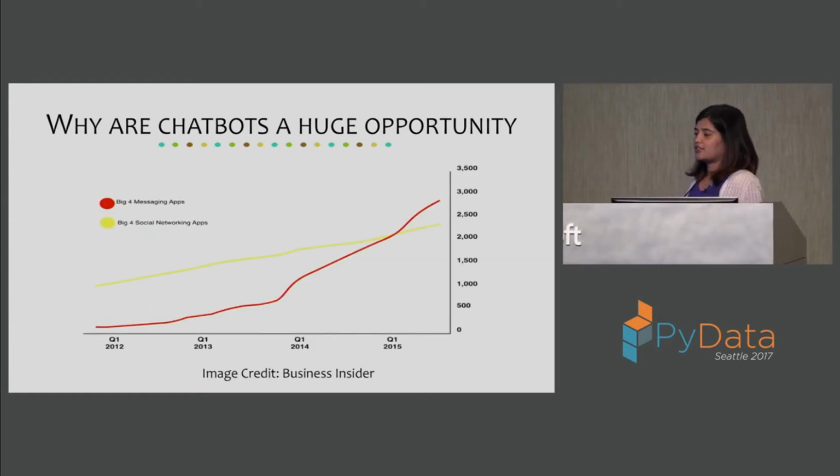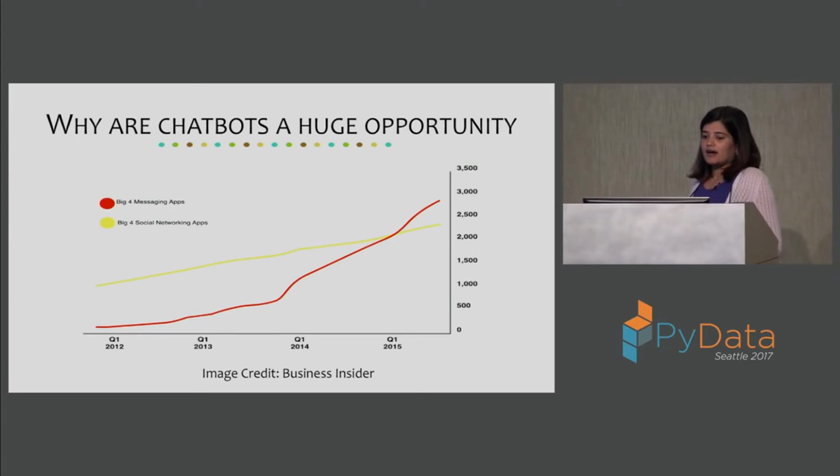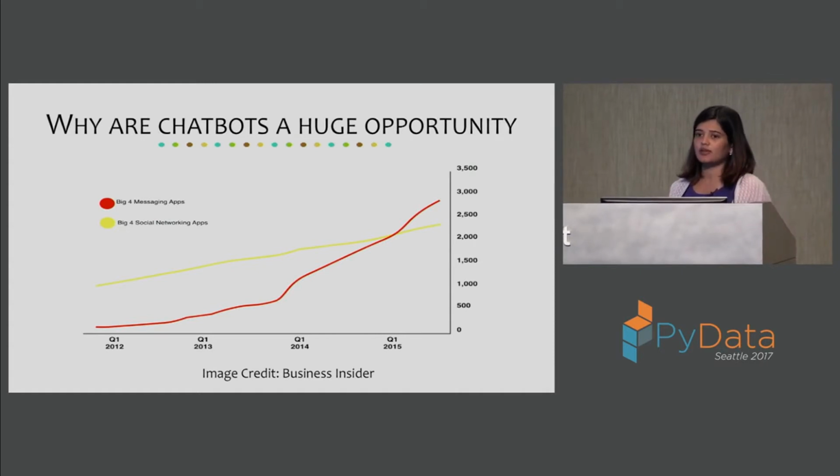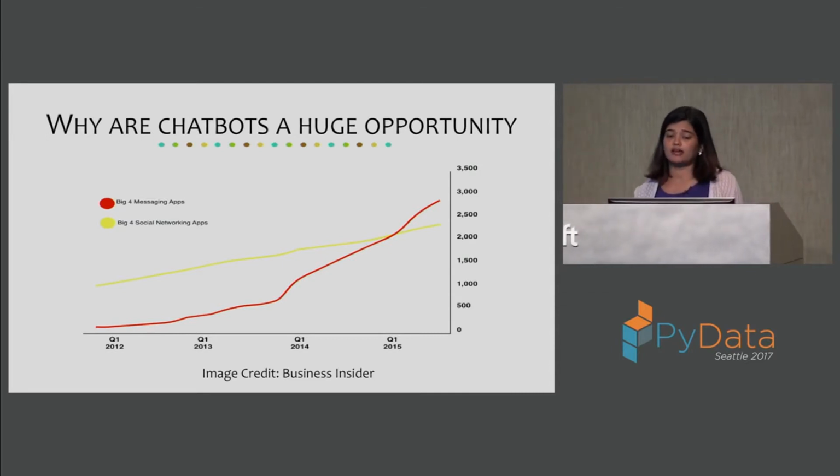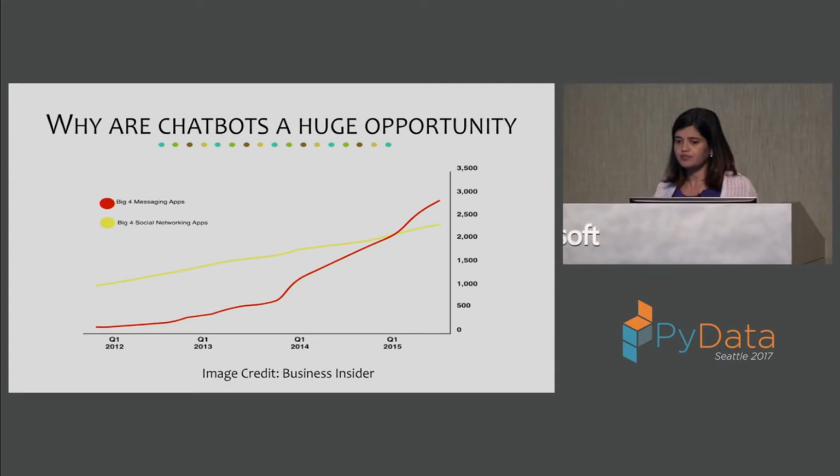Another reason why chatbots are a huge opportunity is that one of the recent studies, credit to Business Insider, is that people like communicating with other people as opposed to communicating to everybody. So if you see the yellow line, it is social networking apps, and the red line is messaging apps. And people like messaging one-on-one significantly more as compared to networking or sharing with a lot of other people.